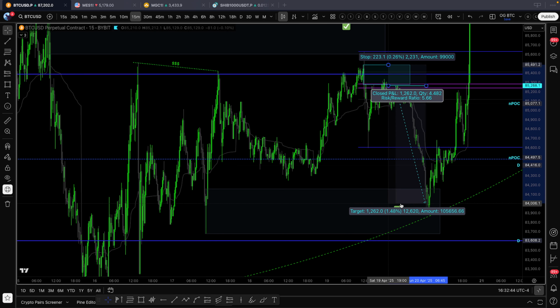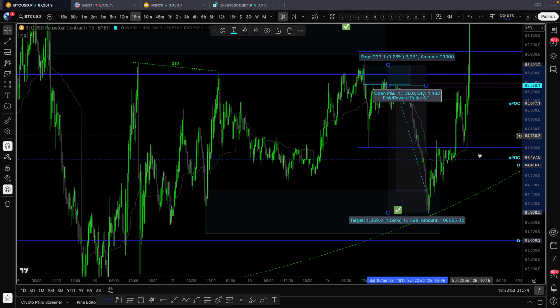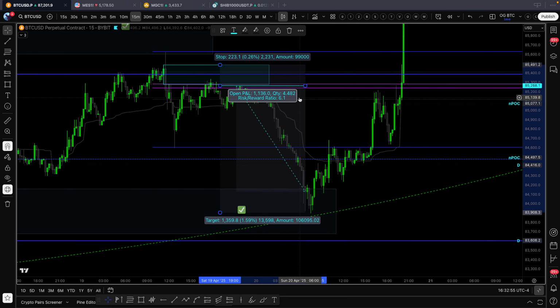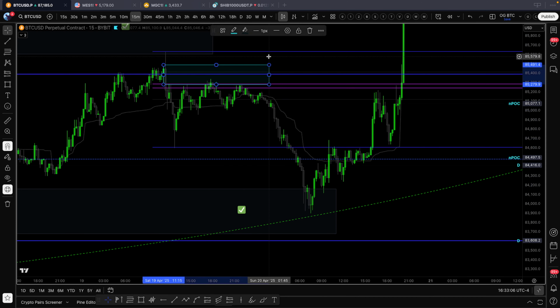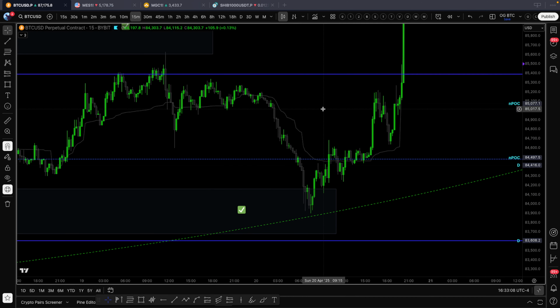But anywhere in this range would have been a nice take profit if you would have caught that whole entire move. That is around a 6R trade on that short. If you would have just aimed at the top of that order block, you still would have made a 5R trade on a very, very simple setup with tons of confluence in it.